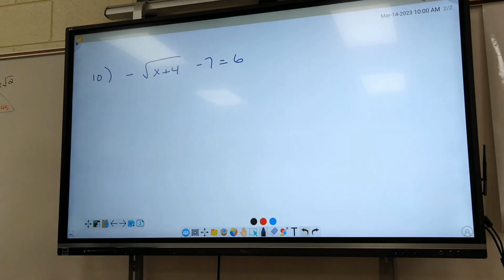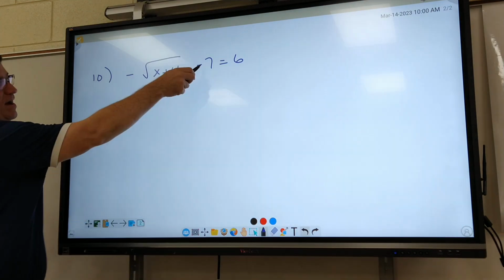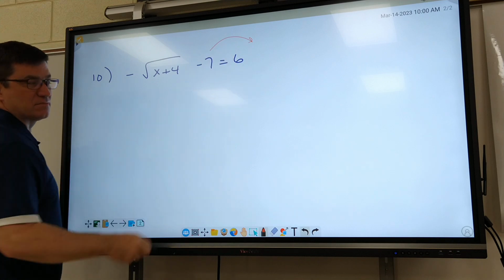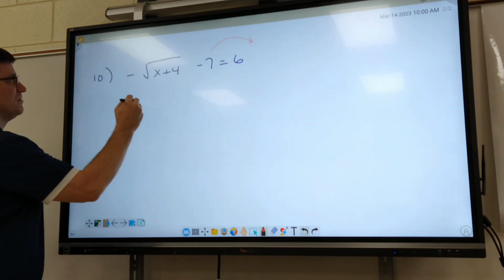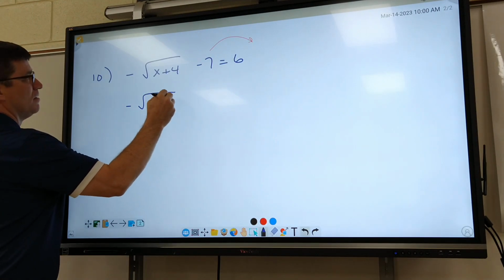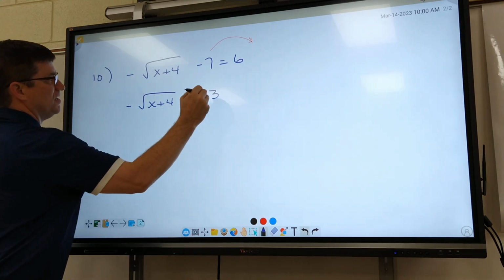What's the first number we got to move over on number 10? Let's take this minus 7 and move it over first. Okay? That'll make it a positive 7. So 6 plus 7 to give me 13, right?